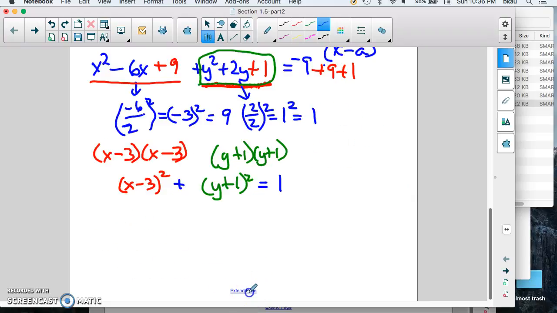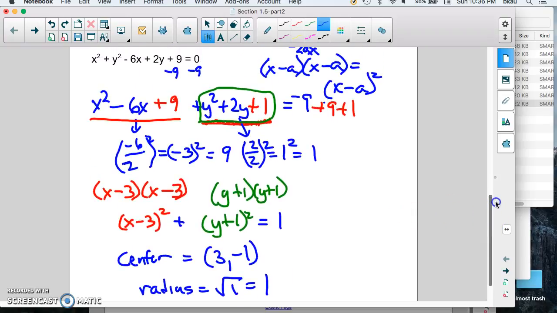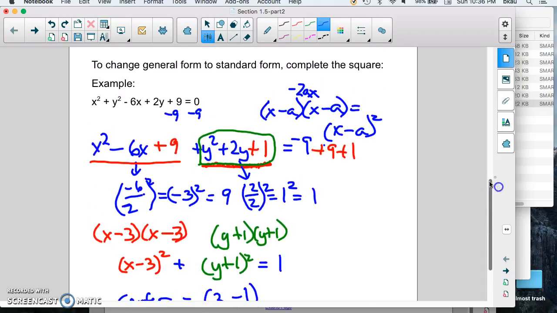So that tells us from this equation that our center is 3, negative 1. From here, it's the opposite of this term and the opposite of that term. And our radius of this circle is equal to the square root of 1, which is also 1. 1 unit radius in a center of 3, negative 1. And we did that from this example here, and we used the process of completing the square.